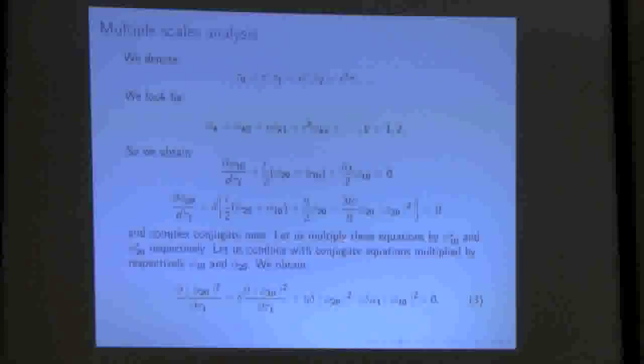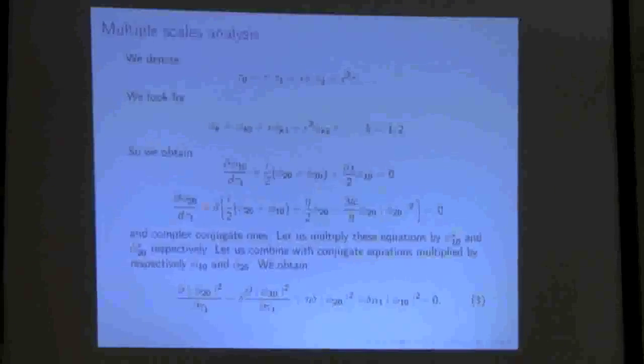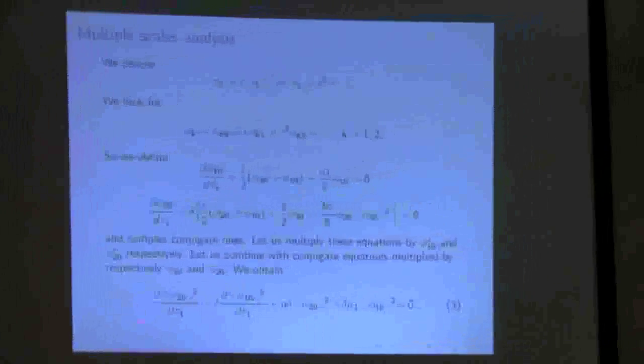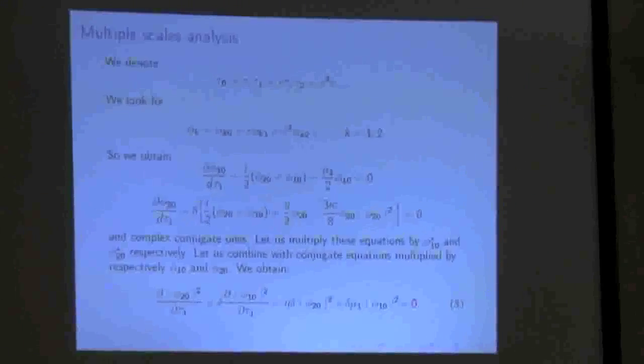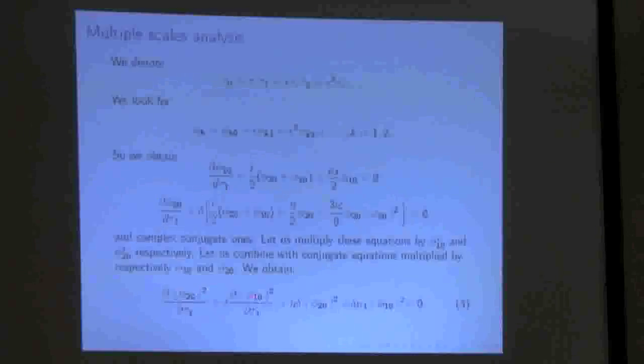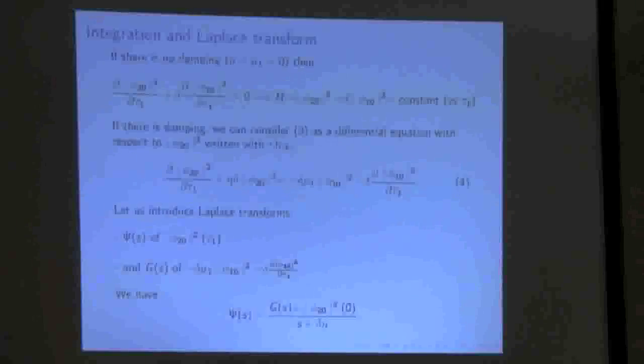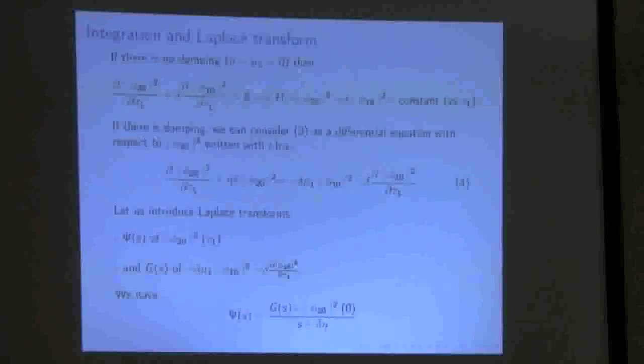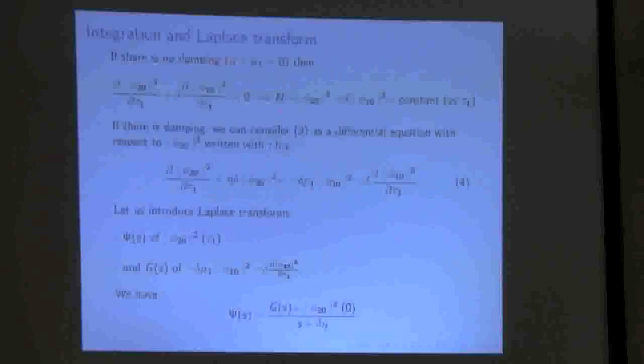And if I multiply these equations by phi 1 0 star and phi 2 0 star respectively, it is possible to combine them to obtain this evolution equation for modulus of phi 2 0 square, modulus of phi 1 0 square, and here you have the same kind of function, and it is an evolution equation versus time scale tau 1. Okay, if there is no damping, I have this conservation of energy, so this term is a constant versus tau 1.